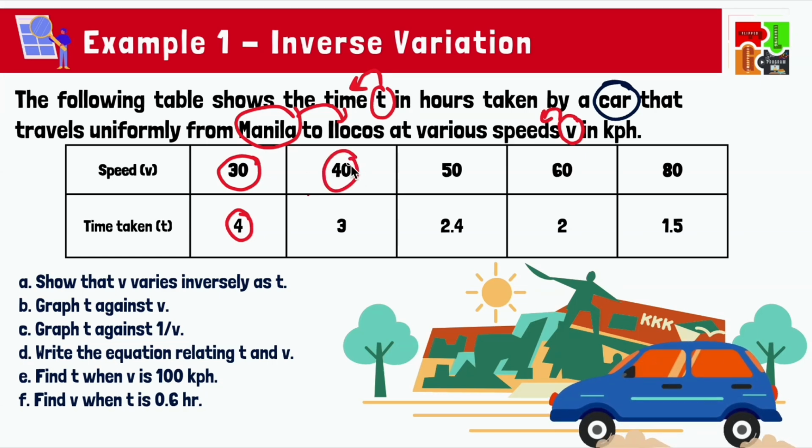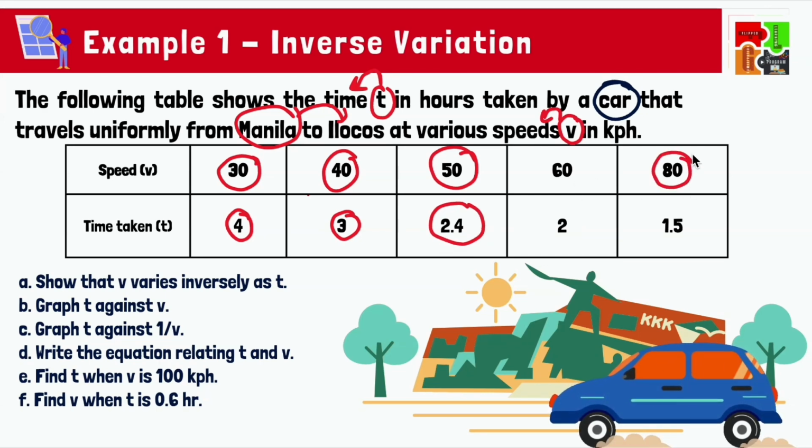Kapag ang biyahe mo is 40, then mas mabilis ka ng konti. Kapag ang biyahe mo is 50, then mas mabilis ka rin. Pero kapag dumating ka ng 80, tuloy-tuloy yung biyahe mo, no? Hindi ka tumigil. 80 kilometers per hour, ibig sabihin, yun yung pinaka-mabilis na punta mo papuntang Ilocos.